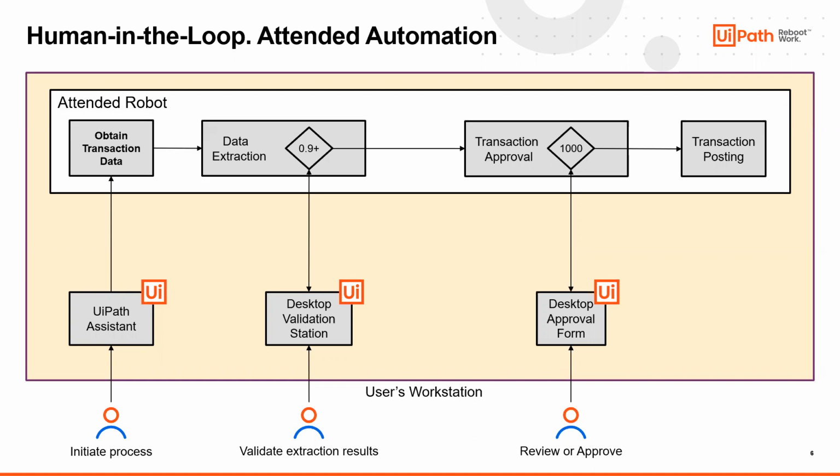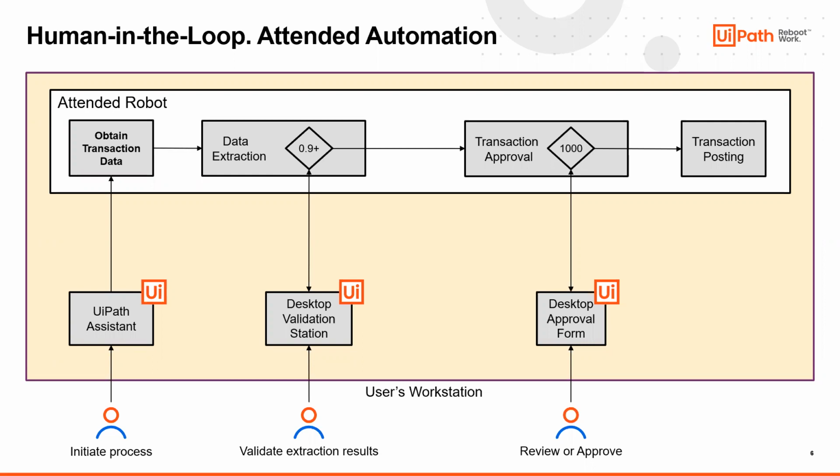wants the robot to execute. Let's say now our attended robot is running, assuming there is some information that needs to be extracted, for example, from a document printed externally. We can use UiPath Document Understanding Framework, and if the confidence level is very low, a UiPath attended robot can immediately display a validation station on the user desktop and have the user review the document and review the data. Once this part is completed, the process moves on to transaction approval.